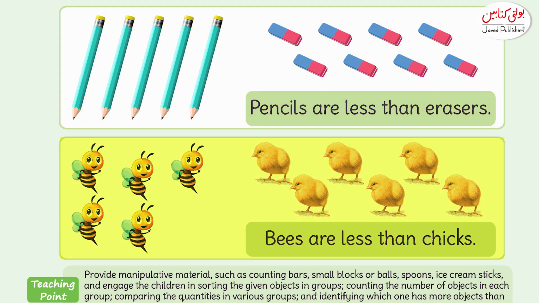The next picture is bees and chicks. So count the bees first. 1, 2, 3, 4, 5. The bees are 5 and count the chicks 1, 2, 3, 4, 5, 6. So bees are less than chicks. Chicks ज़्यादा हैं और bees कम हैं. तो bees are less than chicks.